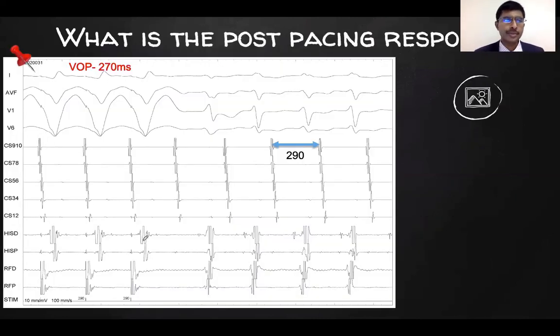Let us move on to some traces. Here is a ventricular overdrive pacing at 270 milliseconds, 20 milliseconds shorter than the tachycardia cycle length. First question, has it captured the ventricle? Yes. Has it entrained the atrium? Let us move the calipers and measure them. Yes, they seem to have entrained the atrium.